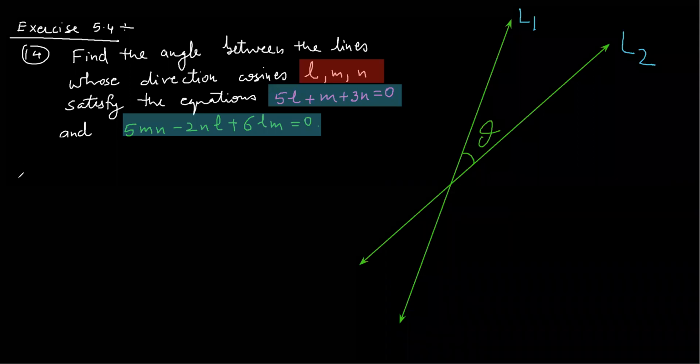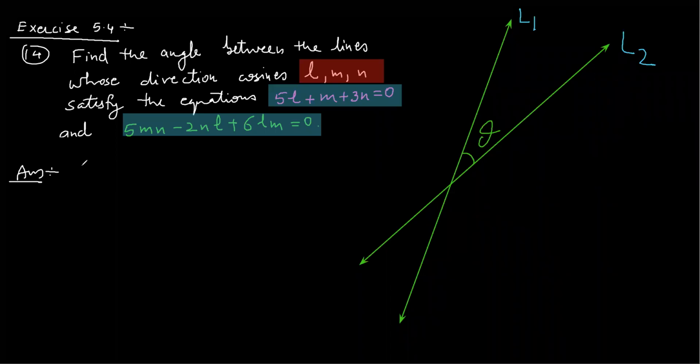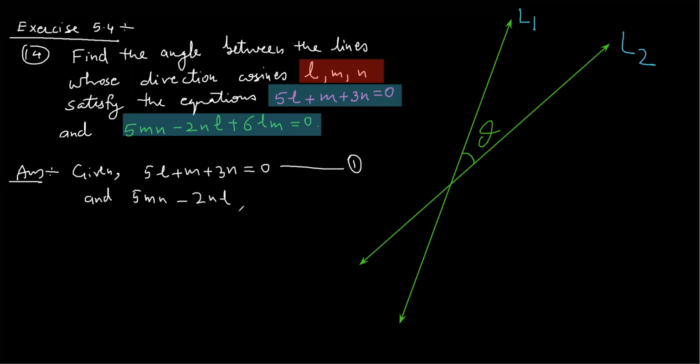So I will start with writing my answer. The answer I write here, given 5L plus M plus 3N equals 0. This is the first equation. And 5MN minus 2NL plus 6LM equals 0. This is the second equation. Now see what I do.